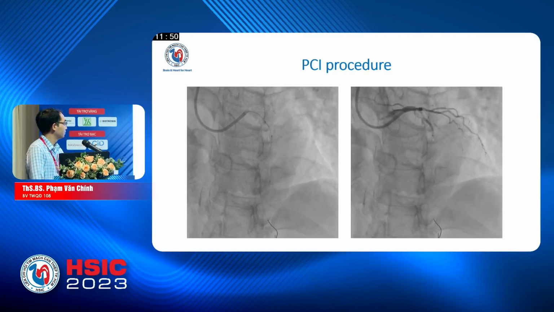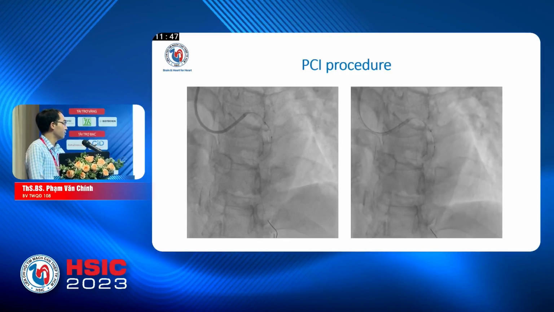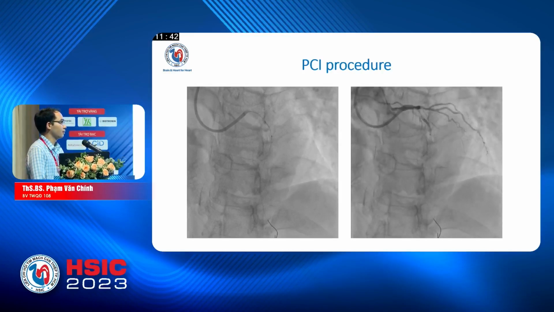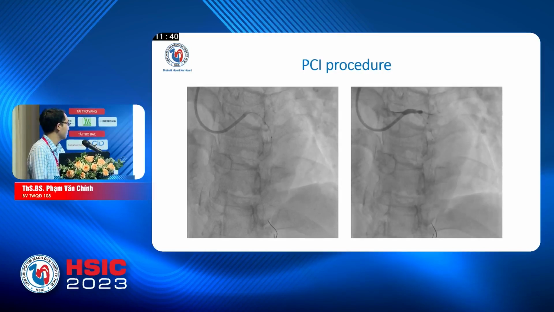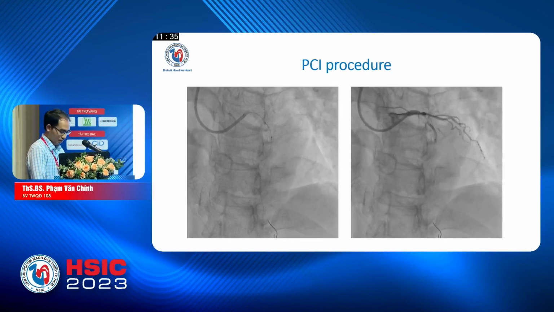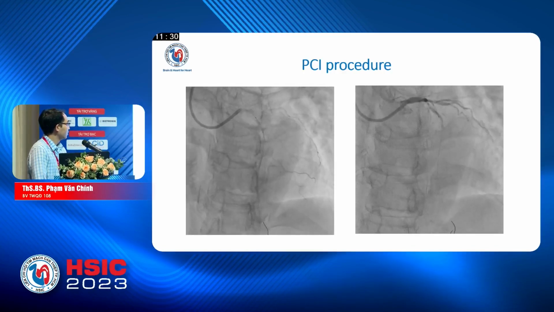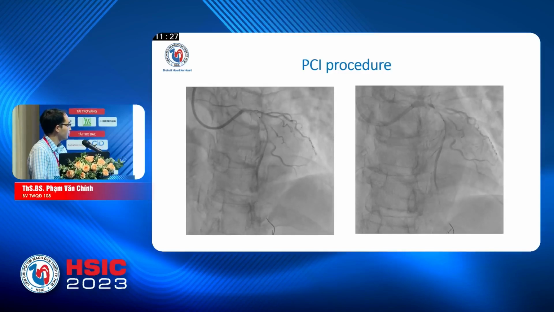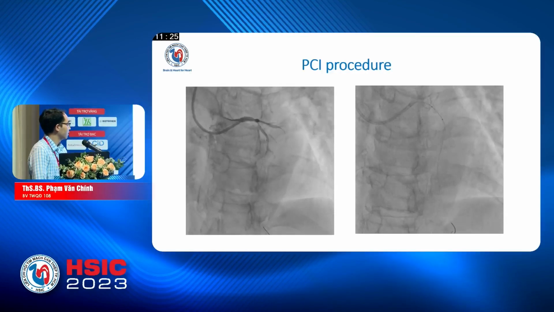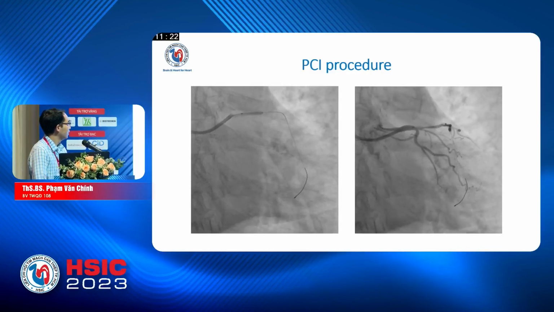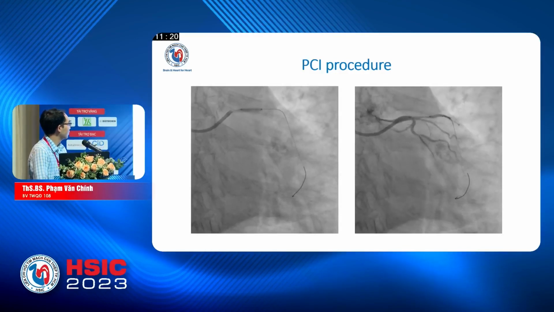This is the procedure. I'm not an interventionist, so I don't focus more on the intervention. We just ballooned the LAD from the mid to the proximal. But you can see the flow of the LAD didn't improve very much. So we use another view to confirm that we also widen the proximal of the LAD.